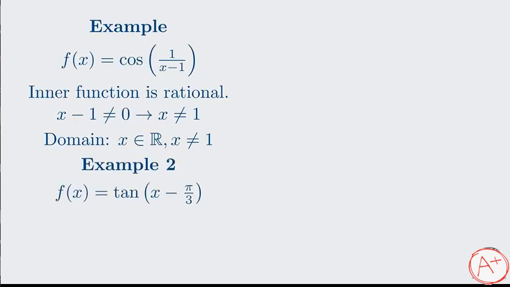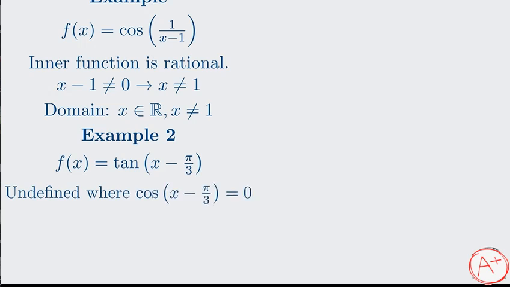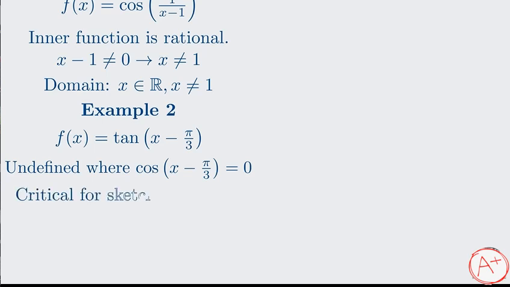Now consider example 2. f of x equals tangent of x minus pi over 3. The domain is all real numbers except where the corresponding cosine function is 0. Identifying these gaps is vital for correctly sketching trigonometric graphs and solving equations.